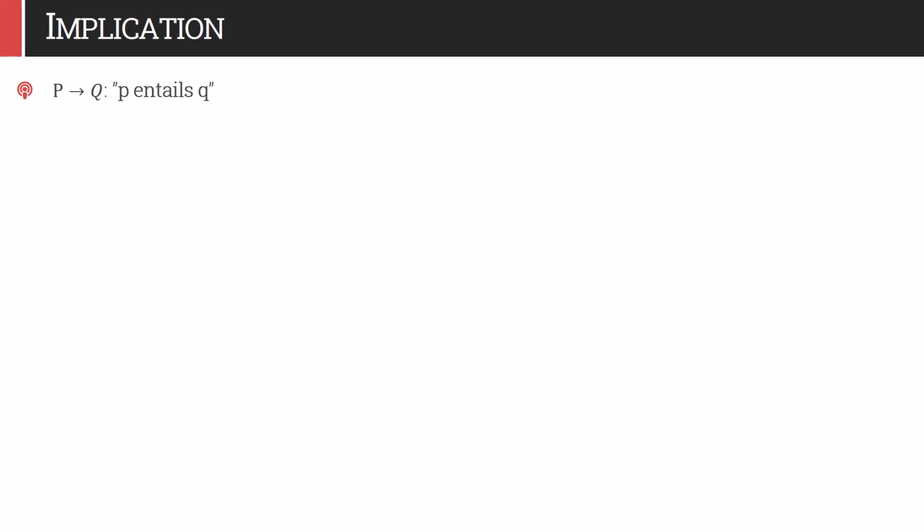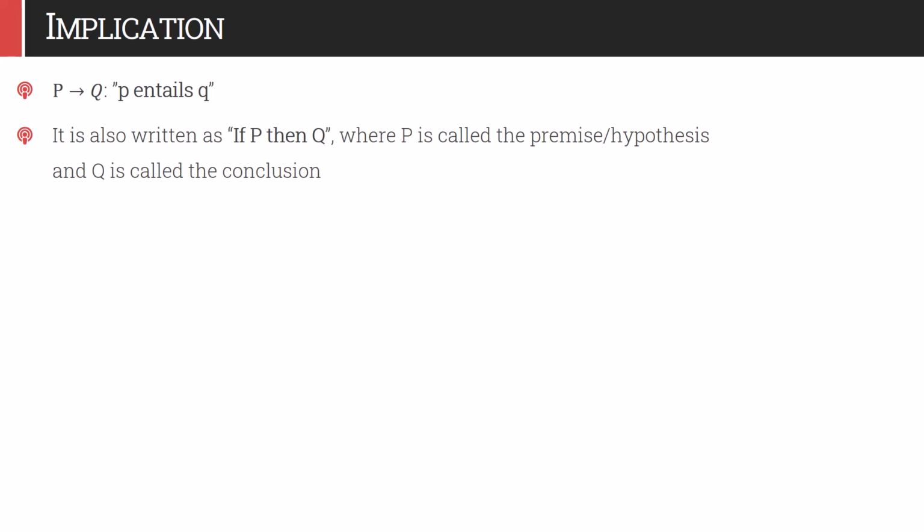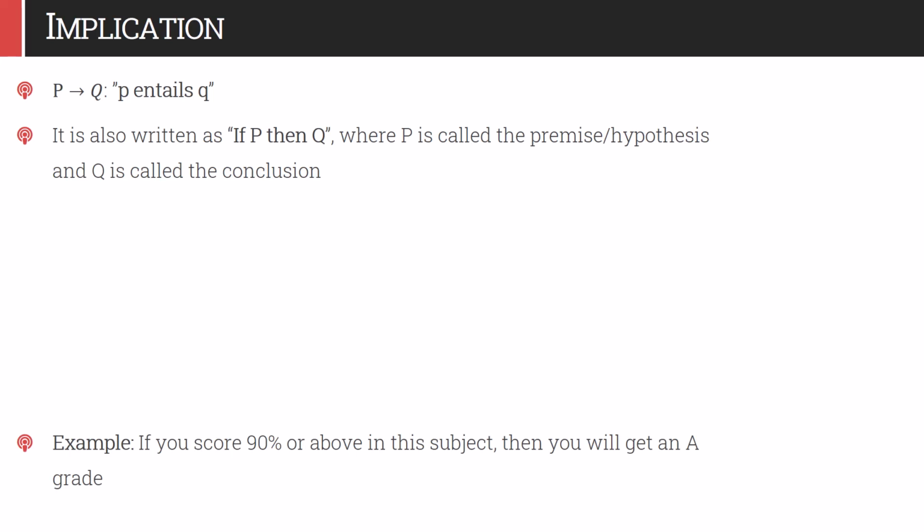Implication, that is P implies Q. It is also read as P entails Q, and it is also written as if P then Q, where P is called the premise or the hypothesis of the statement, and Q is called the conclusion. For example, if our statement is: if you score 90% or above in this subject, then you will get A grade. So the value of the conclusion depends on the premise. The first part, the if part, is called P, and the latter part, that is you will get A grade, forms the Q of the statement.